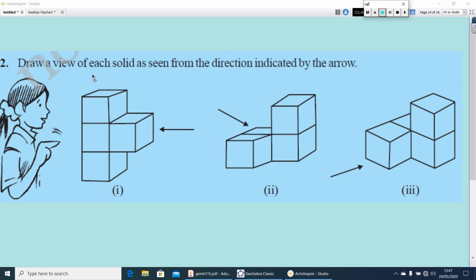Now draw the view of each solid as seen from the direction indicated by the arrow. For this shape you have to draw the side view. From here top view, here also side view. The view from here, not from top. Again all side views are there. You have to draw the corresponding figure.